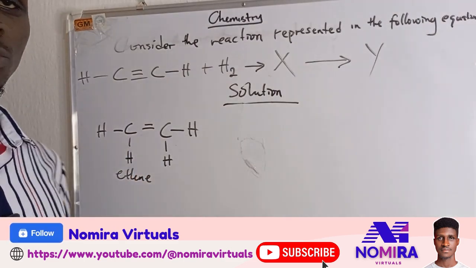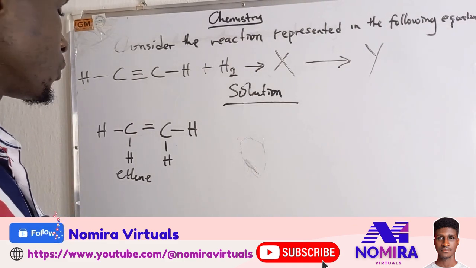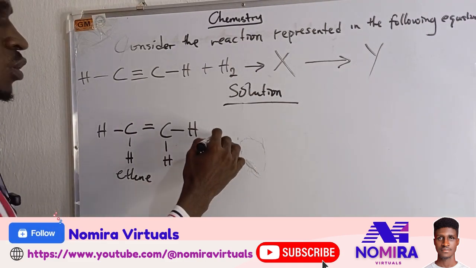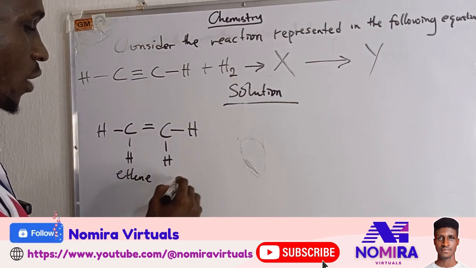In this case, we are going to be having what? The ethene as the intermediate product. Now, this is what our X is. This is our value for X.